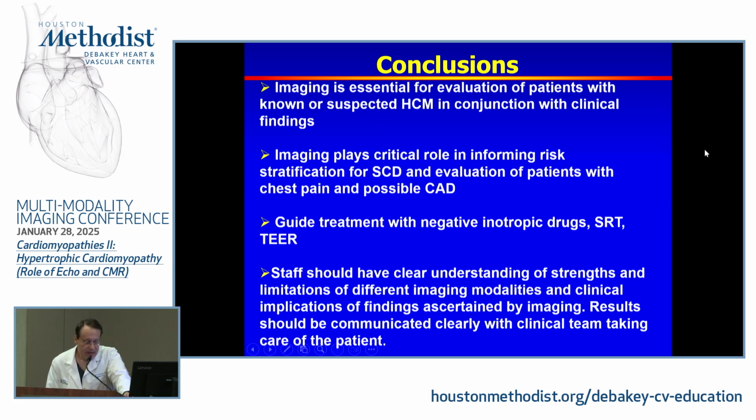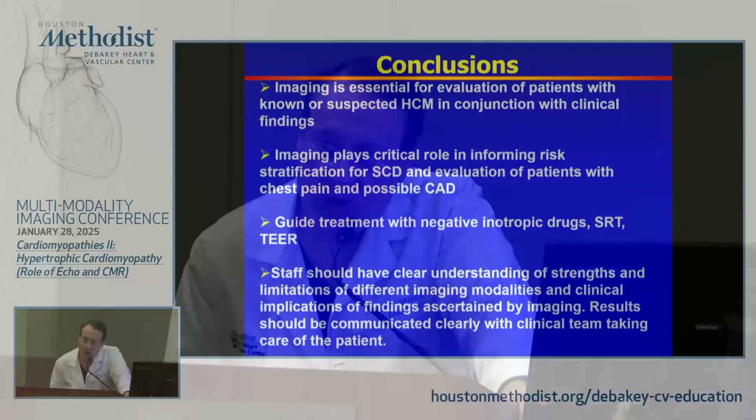The staff of the imaging labs should have a clear understanding of the strengths and the limitations of the different imaging modalities so you can recommend what is the next step that is needed. We should also know what the clinical implications of the findings are. For example, someone with dynamic obstruction and a septum of 1.3 or a maximum wall thickness of 28 and so on. The report should be clear and the results should be communicated clearly with the clinical team taking care of the patient. Thank you.